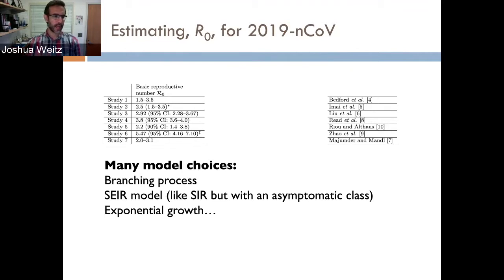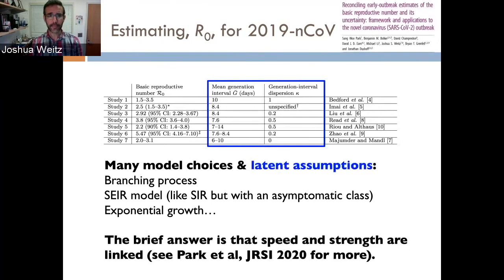Branching processes, SEIR-like models, which are like SIR, but with an asymptomatic or an exposed class, and also things just like taking exponential growth models and doing the sort of projections I just did. But what people had been doing was using different latent assumptions. In other words, they took the same observed case increase rate, but made different assumptions about characteristics of the time between when someone's infected and when they infect others, and those assumptions matter.